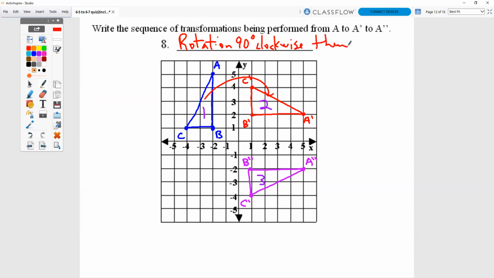Then to get from the red triangle to the purple or pink triangle, it looks like a flipped opposite mirror image. Here's our mirror. Here's our line of reflection. So it is then a reflection. You can't just say a reflection. You have to say over the x-axis or over the y-axis. Notice, here's my x. So it's over the x-axis. So our final answer is a rotation 90 degrees clockwise, then a reflection over the x-axis.